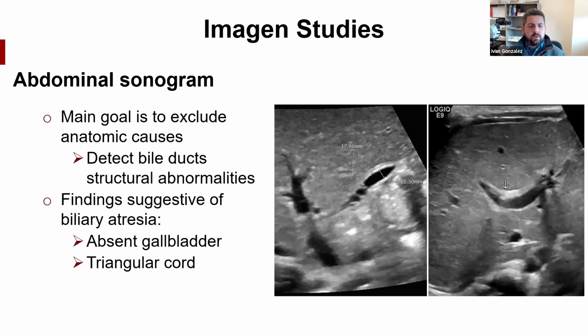So what other studies do we do? We also do an abdominal sonogram, and the main goal is to exclude any anatomic causes of obstruction. So it will detect any anatomical structural abnormalities. Findings suggestive of biliary atresia will be an absent or atrophic gallbladder and a triangular cord, which is being shown here by this arrow. And that triangular cord represents the fibrotic plate that forms in the biliary atretic segment.